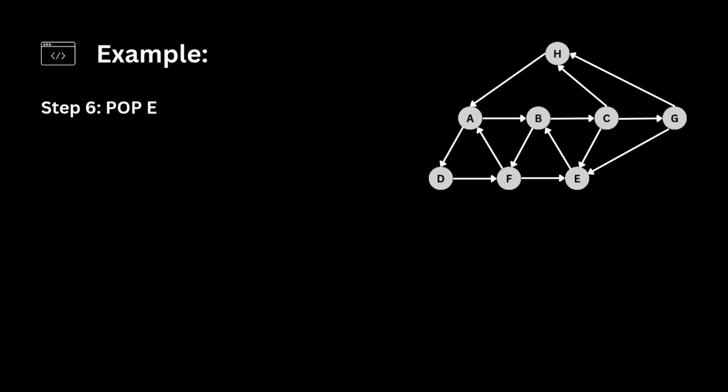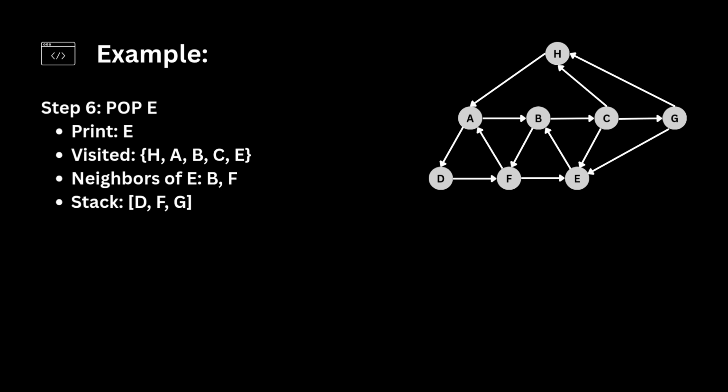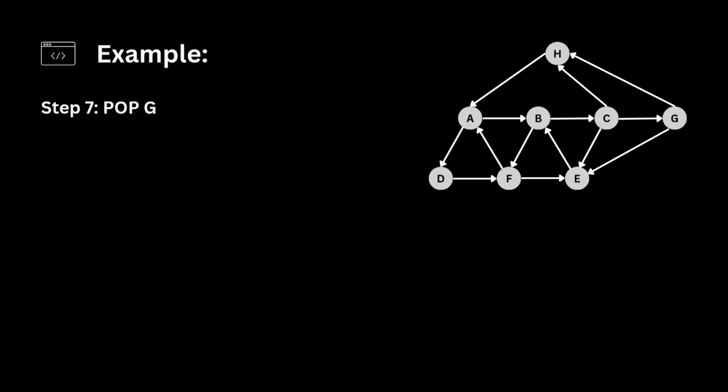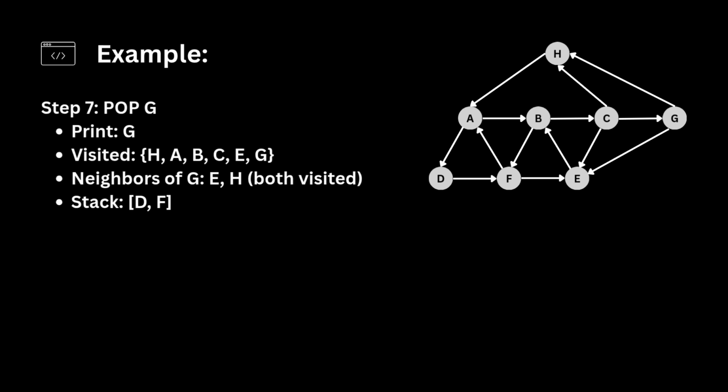Step 6, we pop E from the stack. E is marked as visited and printed. Its neighbors are B and F. B is already visited and F is still in the stack, so we do not push anything new. Step 7, we pop G from the stack. G is visited and printed. It is connected to E and H. Both are already visited, so no action needed.